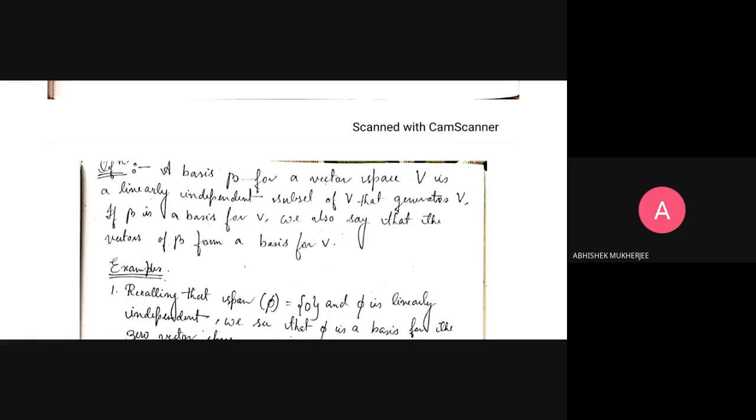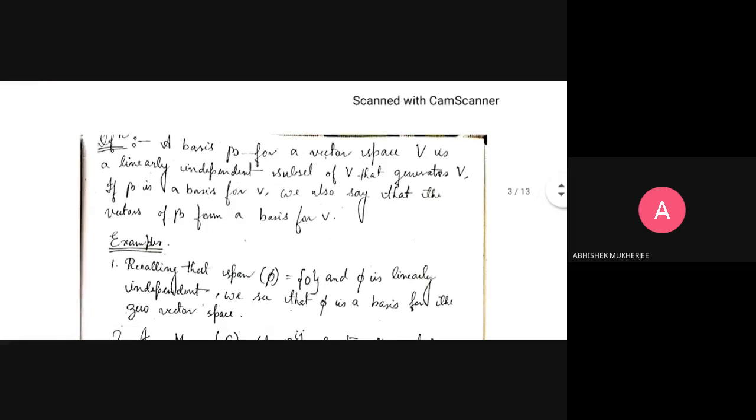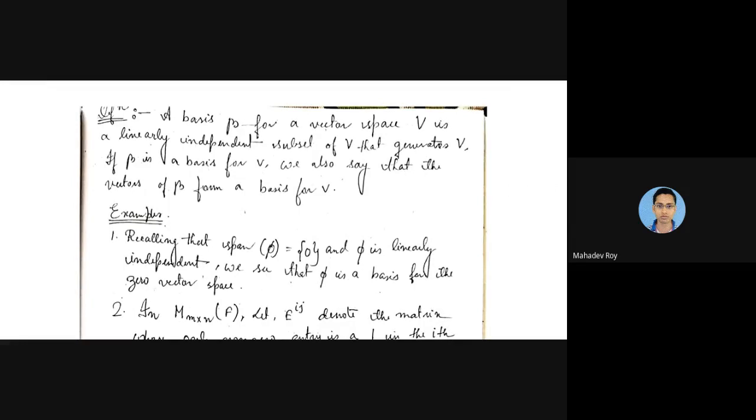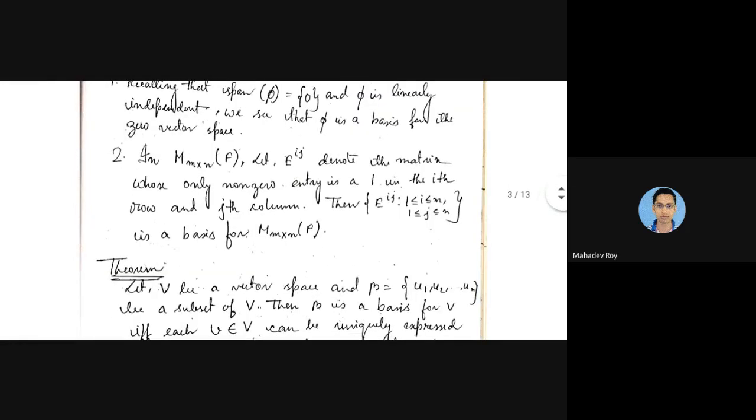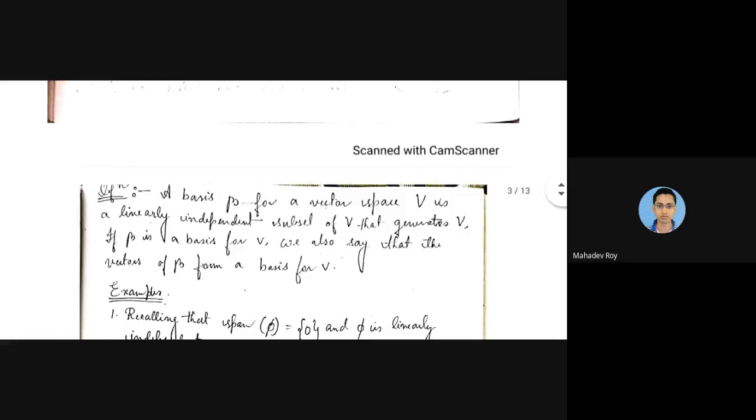His question is, what do you mean by any subset of a vector space V to be linearly independent? Any subset of V. Sir, first we need to define a linearly independent set in a finite set, and then we generalize it to an infinite arbitrary set. An arbitrary set is said to be linearly independent if every finite subcollection of this set is linearly independent.